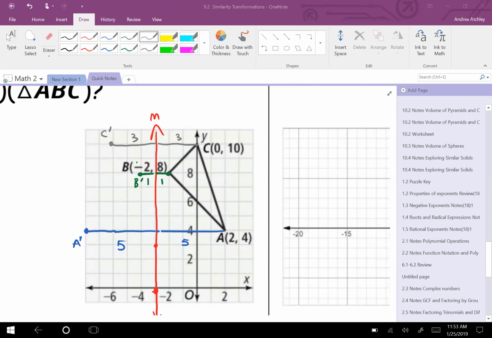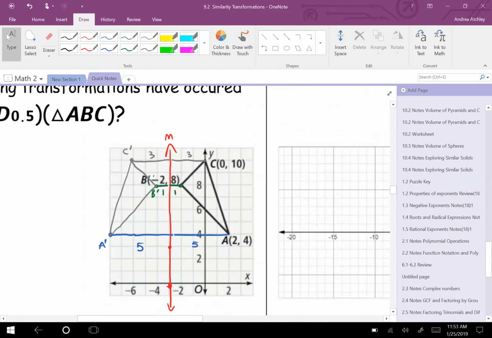Then I'm going to connect those dots. Oh, good. I did a pretty good job, right? They look exactly the same. I just flipped it over. Any questions over that? Okay, what's the next thing I need to do?